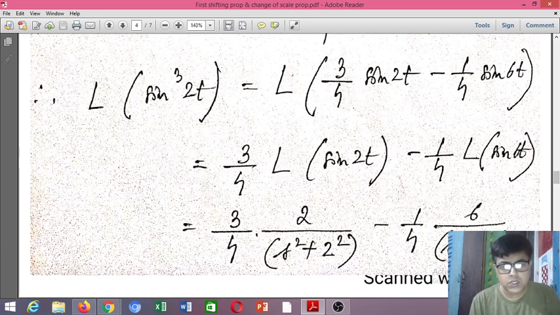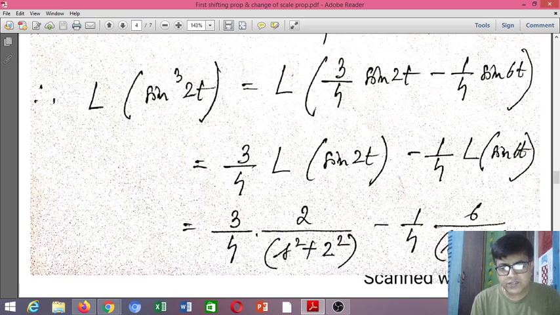We take Laplace transform on both sides. Now there was a property I discussed in my first lecture, called the linearity property. Inside this bracket, this is a linear combination of sine 2t and sine 6t. Constants are 3 by 4 and minus 1 by 4. Since it's a linear combination of these two functions, we can apply the linearity property and write it like this. It is 3 by 4 into L of sine 2t minus 1 by 4, constant will come outside, into L of sine 6t.